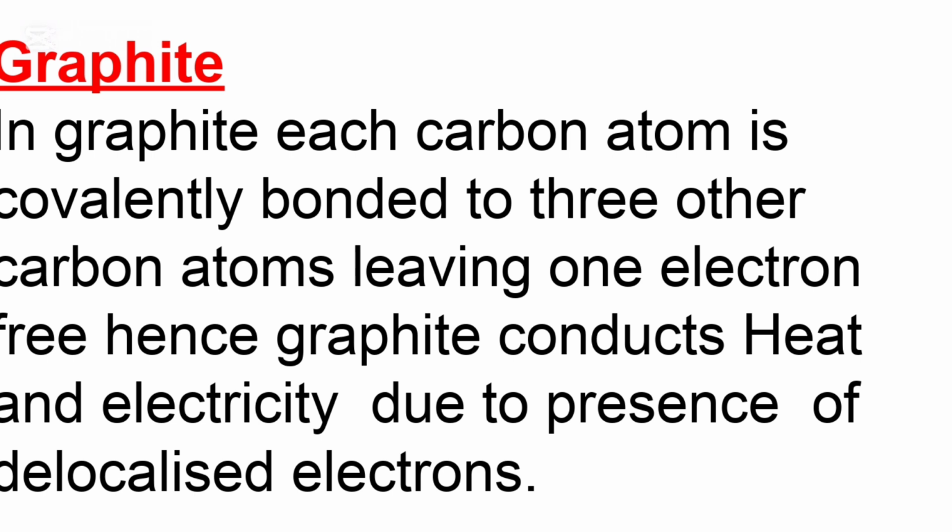In graphite, each carbon atom is covalently bonded to 3 other carbon atoms, leaving 1 electron free. Hence, graphite conducts heat and electricity due to the presence of that delocalized electron. So the delocalized electrons in each carbon can move within the structure, and that's why we call them delocalized. The ability to move within the structure is what enables graphite to conduct electricity.